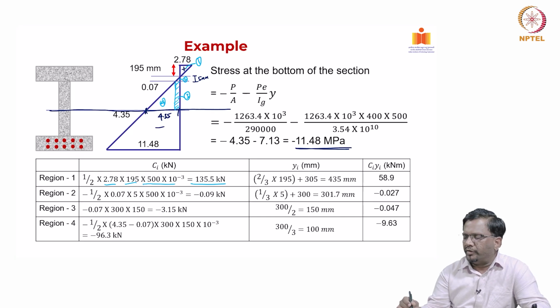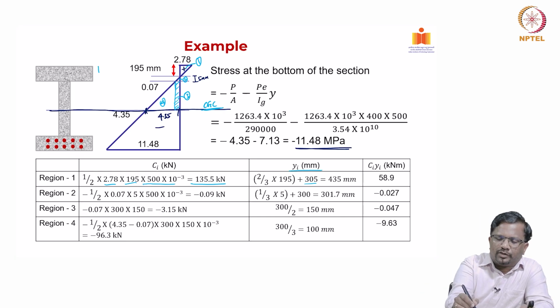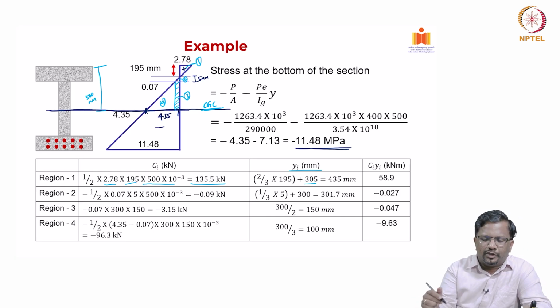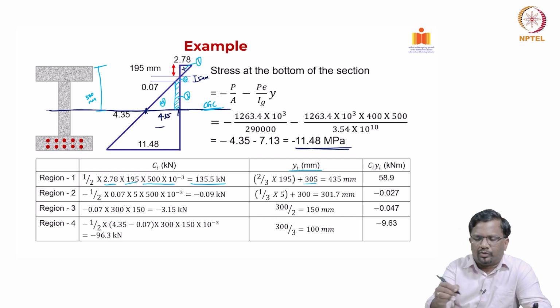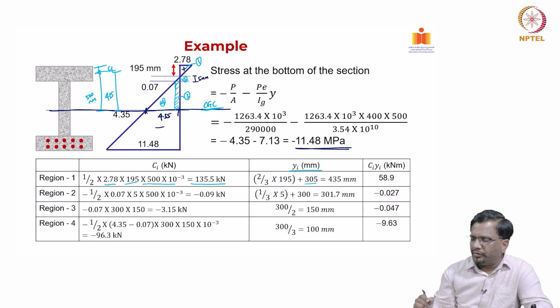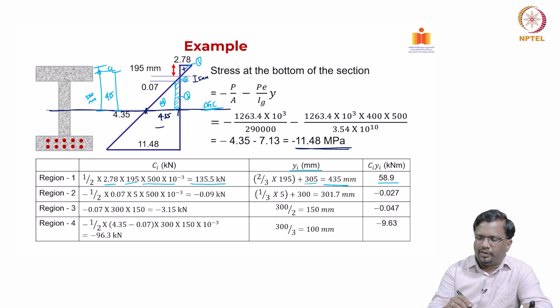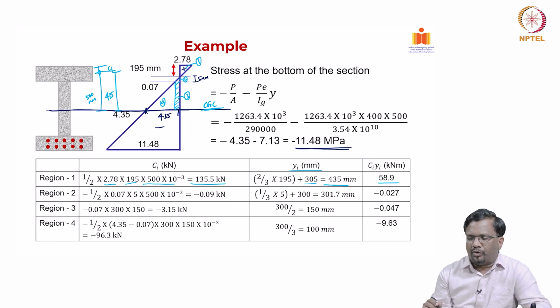Now, what is the centroid of this particular force? Again, using simple geometry you can calculate. This is at a distance of 305 because we are calculating about this CGC. Now, CGC is at a distance of 500 millimeter, so from the CGC this location is at a distance of 435. That means this force C1 is going to be at a distance of 435. Then you take the moment, which is compression, and the value is 58.9 kilonewton meter.